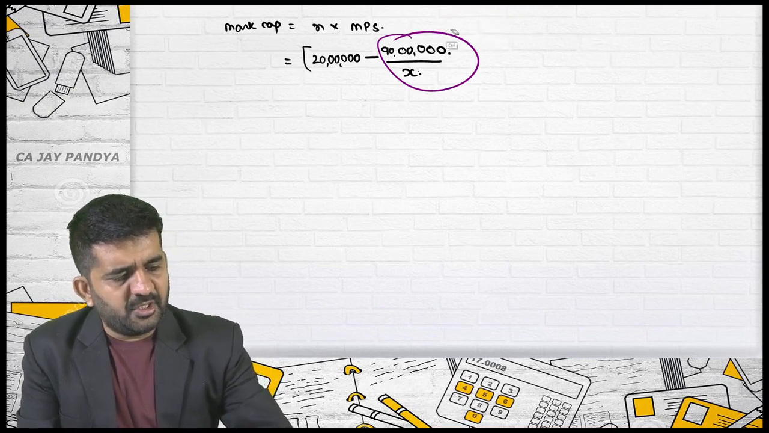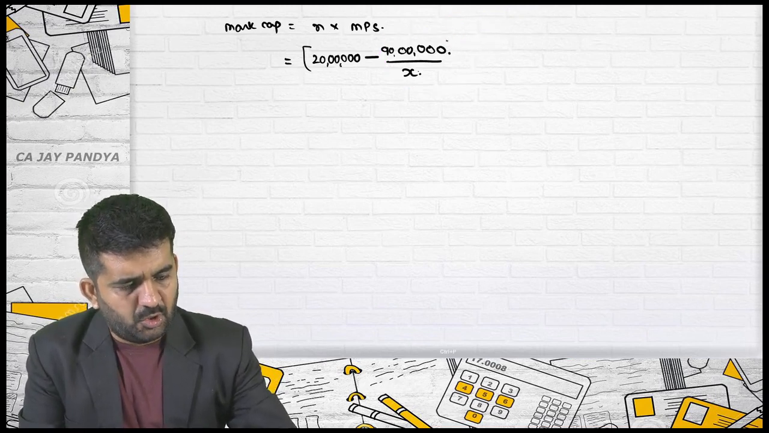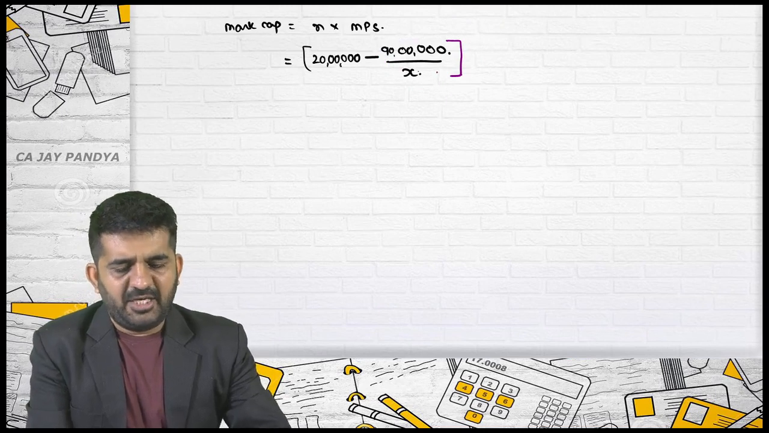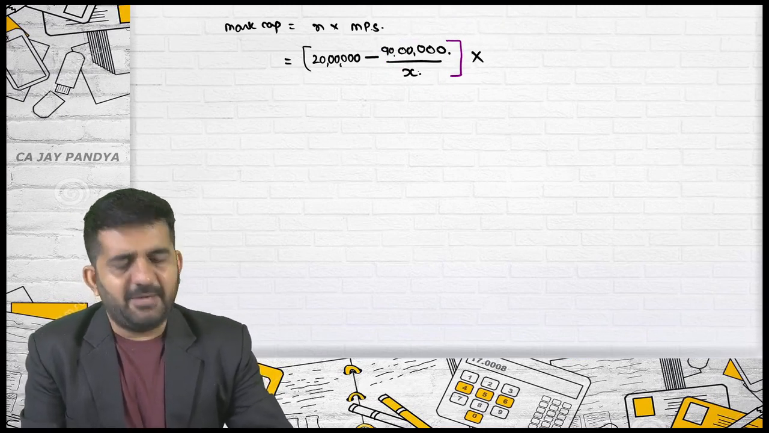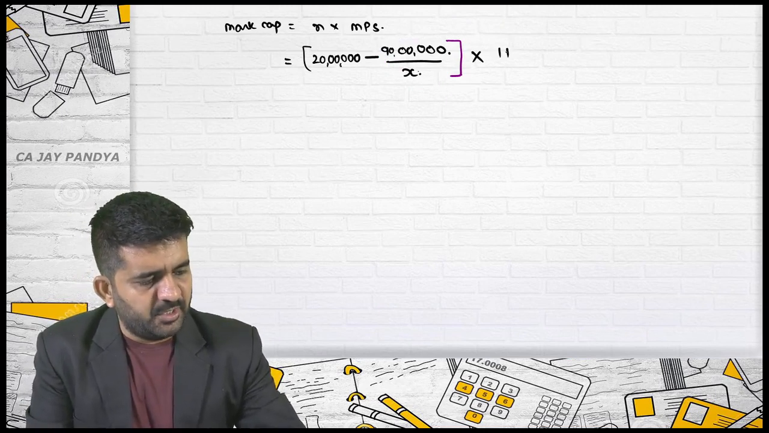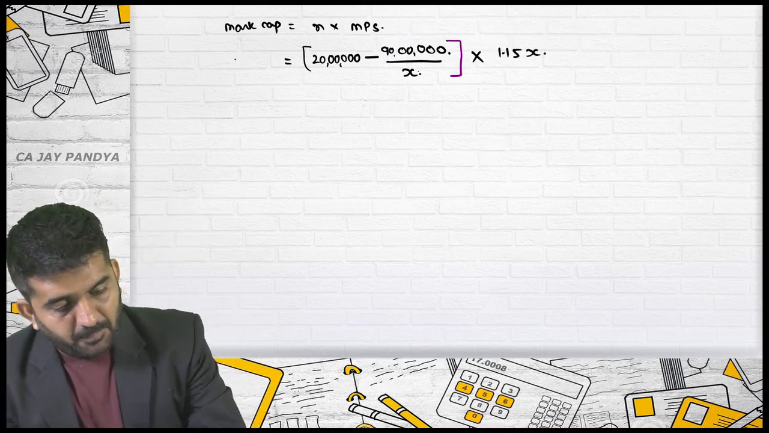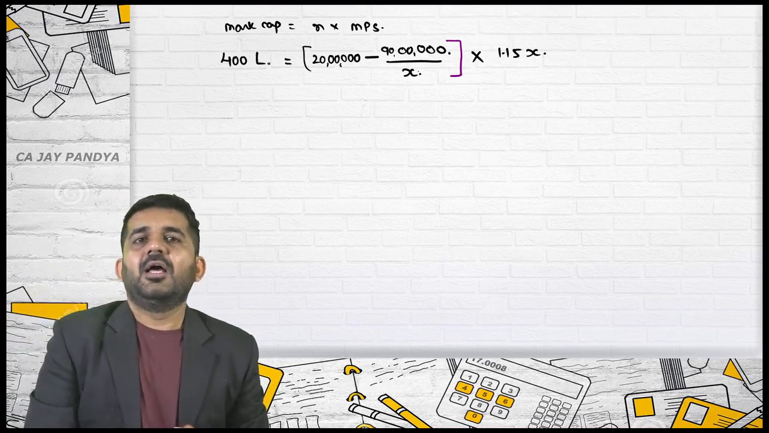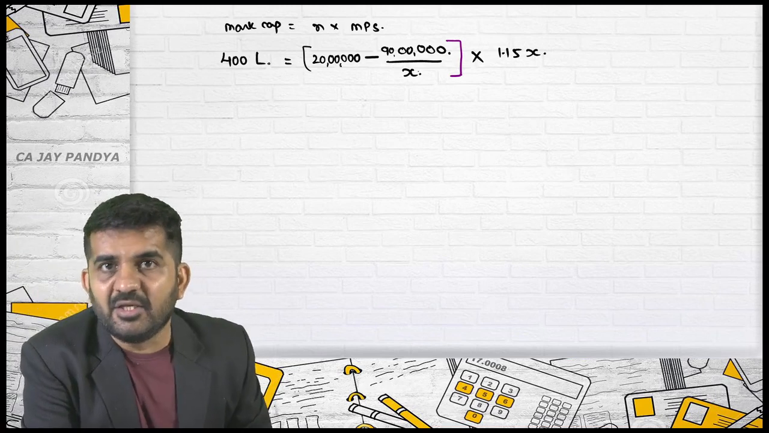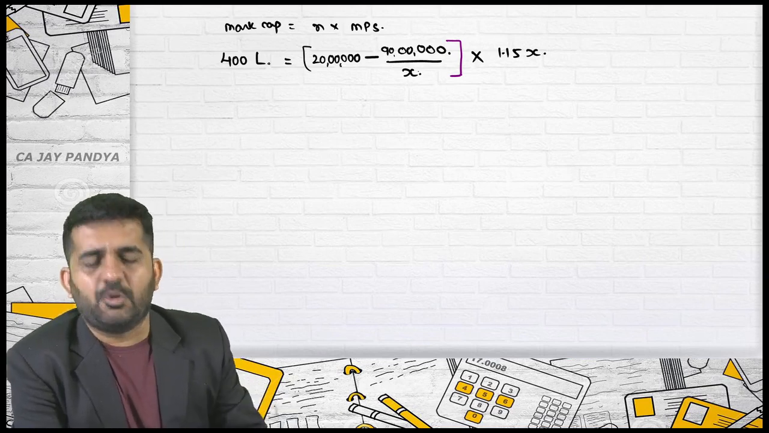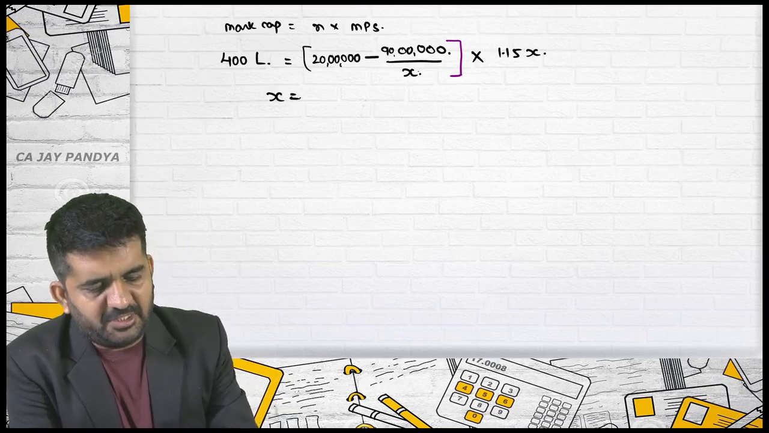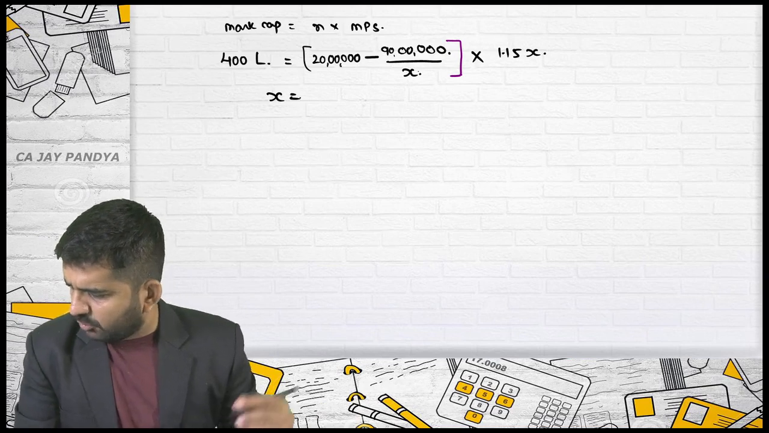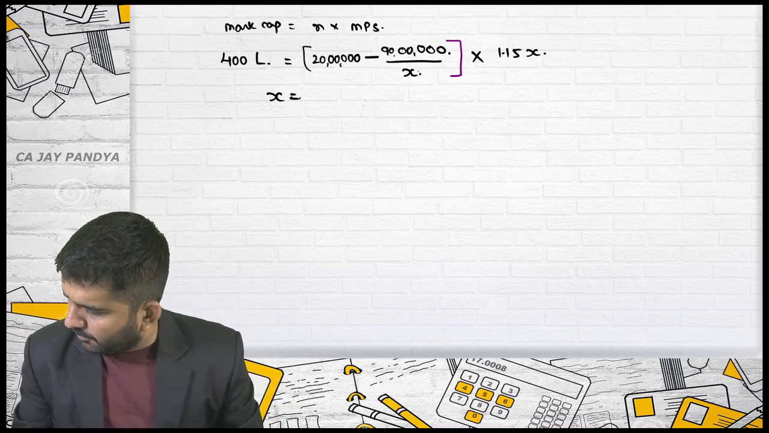So the original number of shares minus the number of shares bought back will be the remaining number of shares, multiplied by the market price per share, which is 1.15x. And the market capitalization should be 400 lakhs. This is what is given. Now, in any equation, if there is only one variable, it can be easily found out.